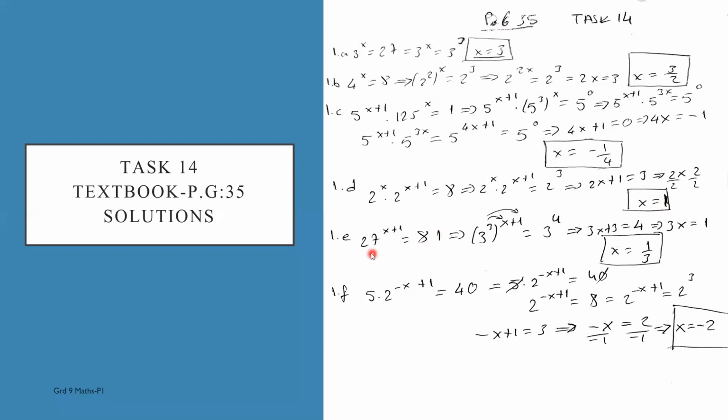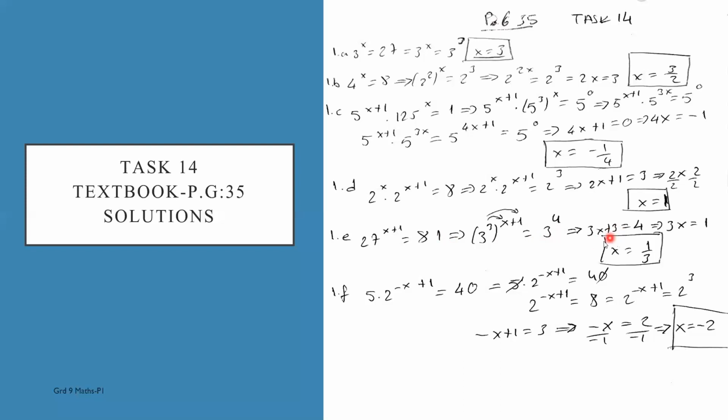Guys, again, 27 also can be written as an exponent, which is going to be 3 to the power of 3. In the bracket, now there is the power of x plus 1. So 3 times x will be 3x, plus 3 times 1 will be 3. So this power will be 3x plus 3. 81 is, guys, the fourth power of 3, which is 3 to the power of 4. 3 times 3 is 9, times 3 is 27, times 3 is 81.